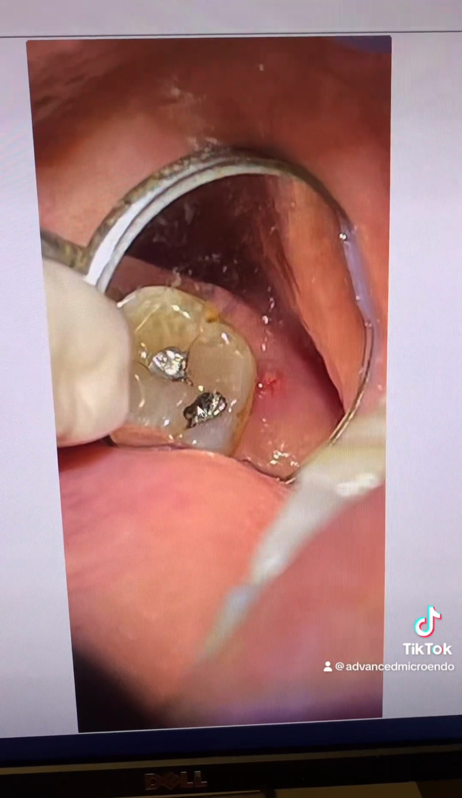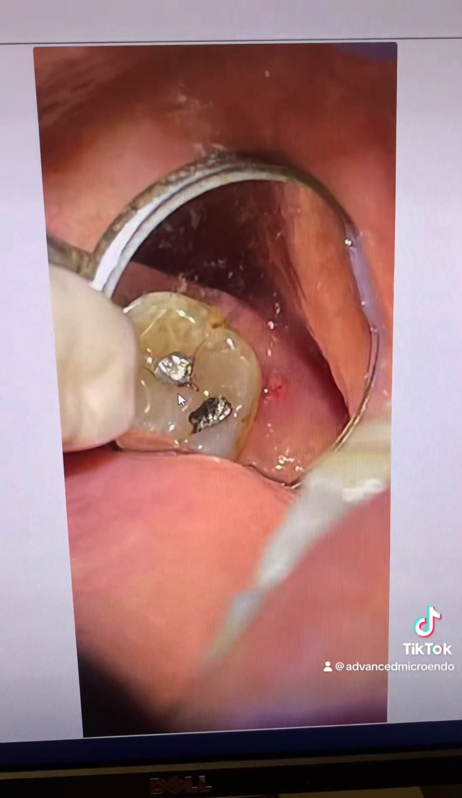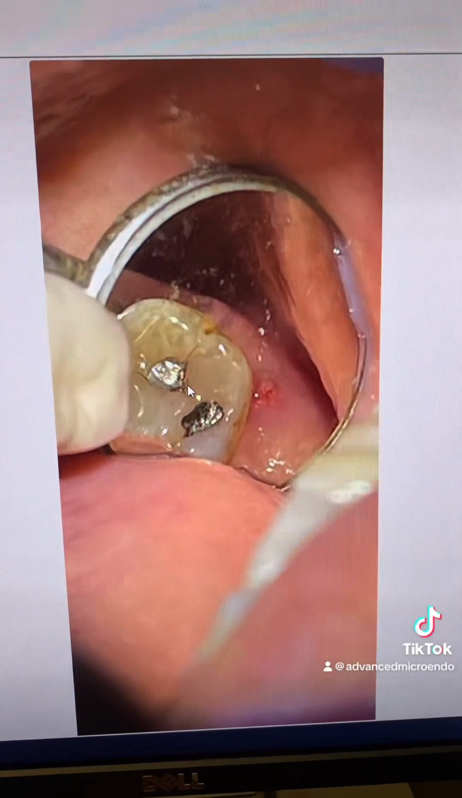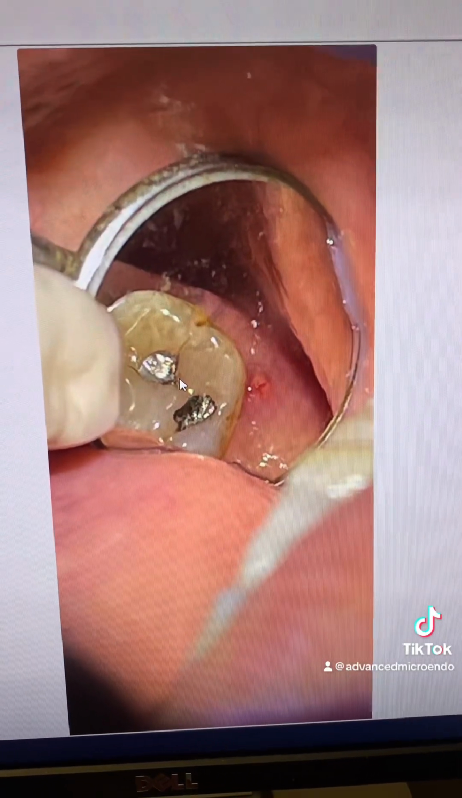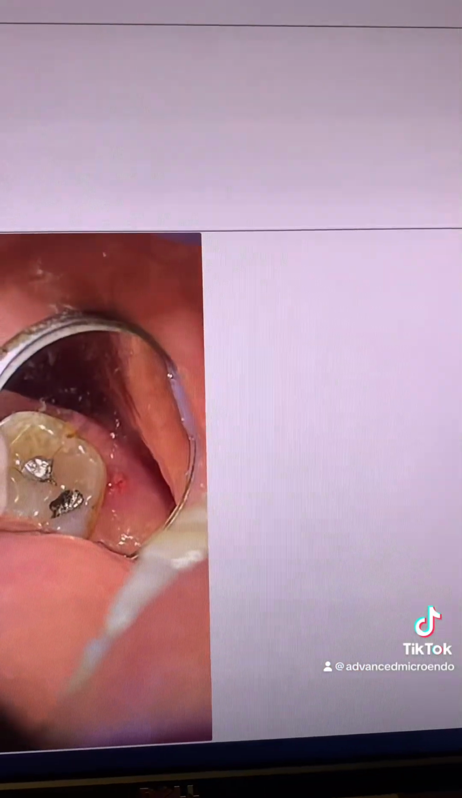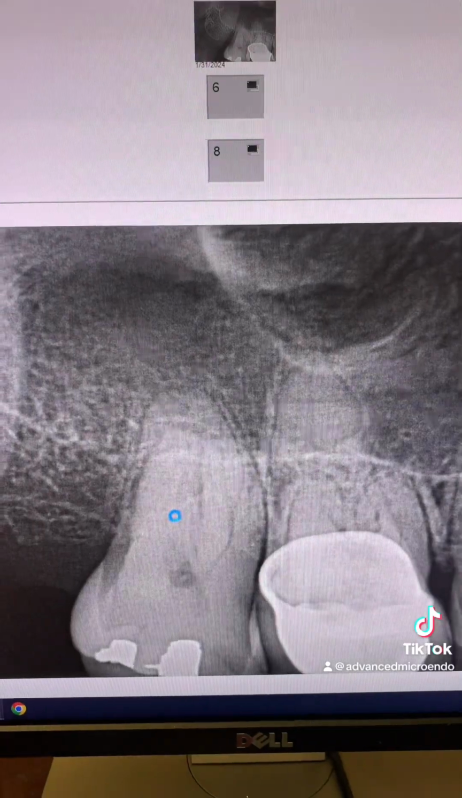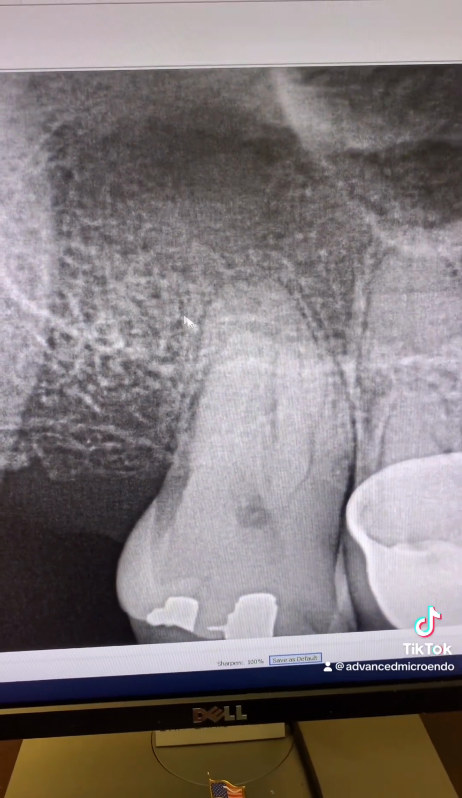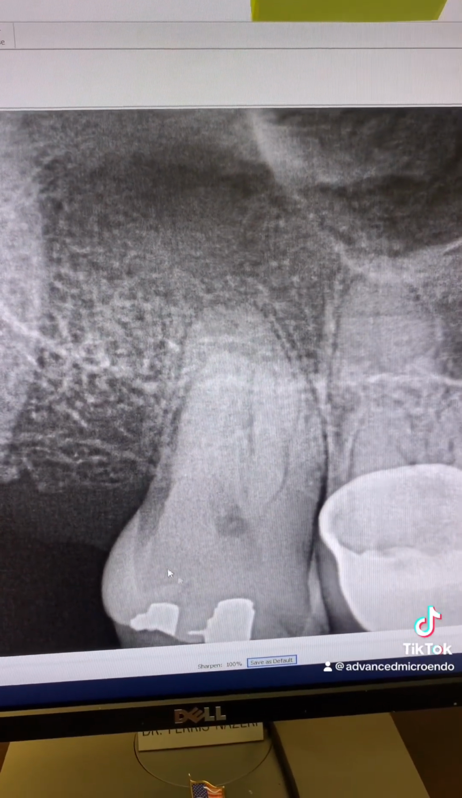The next thing I did was cold test. I cold tested the tooth, and patient raised her hand. Patient could feel the cold in this tooth. And that means that the pulp is vital, okay? And looking at the radiograph here, you can see there are no periapical radiolucencies associated with tooth number two.